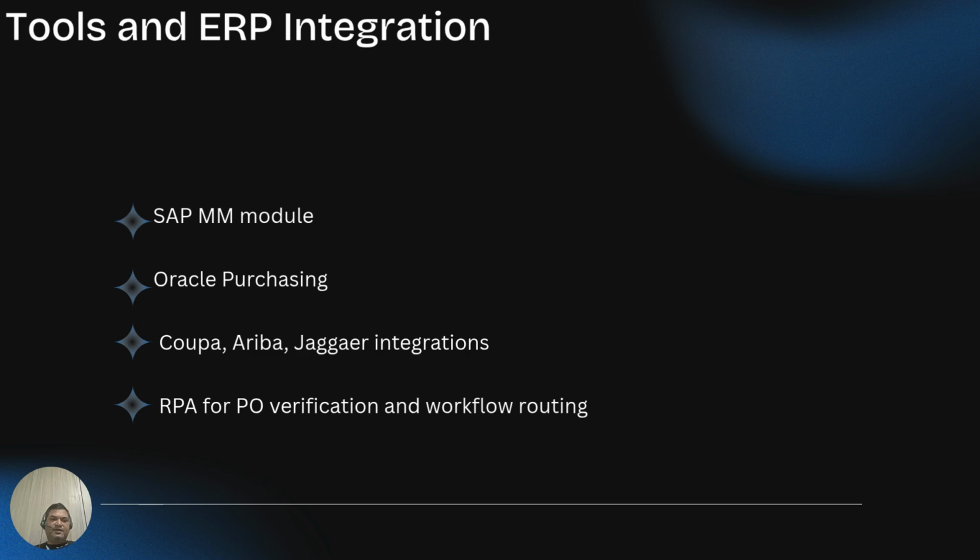What are the tools and ERP systems which are primarily used in the PO process? The first one is SAP module, and then second one is Oracle purchasing. Third one is Coupa, Ariba, and then there are multiple other tools or ERP systems which are available. And finally, RPA for PO verification and workflow routing.